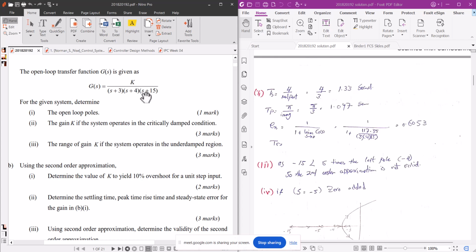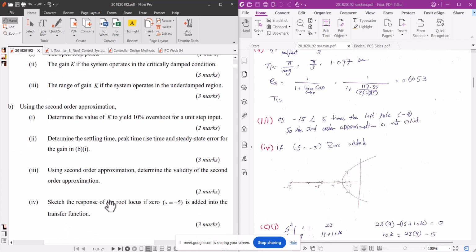At this stage the approximation will not be valid. As -15 is less than 5 times the left pole -4, which is 20, the second order approximation is not valid. The pole should be at least away from s plus 20. If it's away from s plus 20, it will be valid. We can ignore such a pole, but right now we cannot ignore this pole.